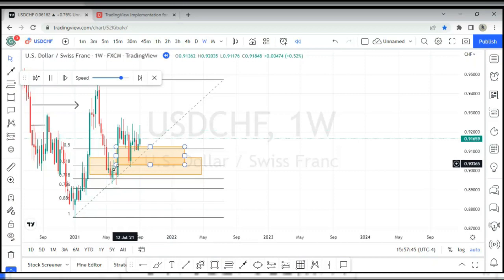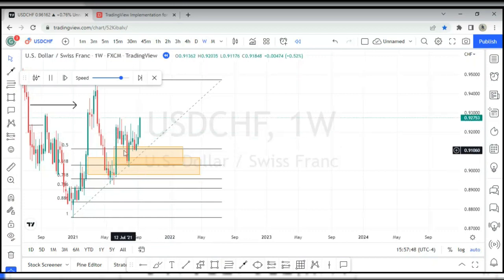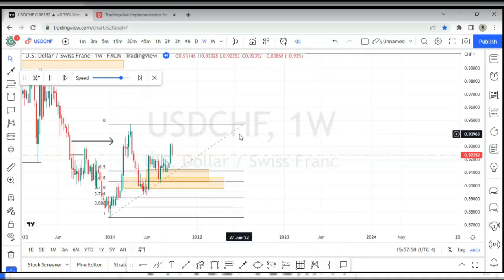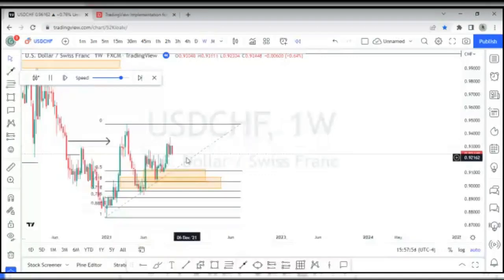Okay, remember when you're doing imbalances, wait for BOS, wait for a break of structure. Don't just enter like that. You're going to cry, right? This is a weekly time frame. You're using the weekly time frame to understand the order flow of the market.